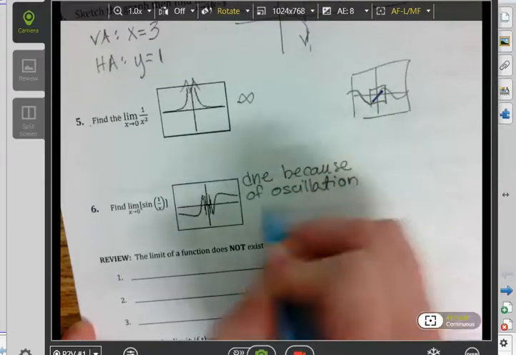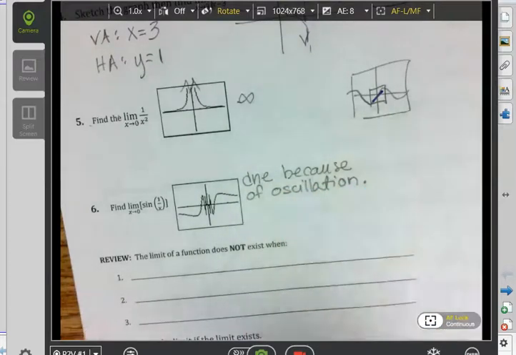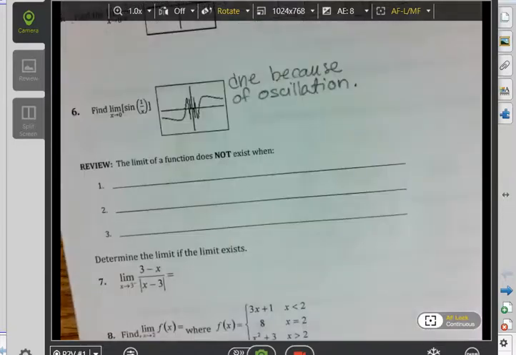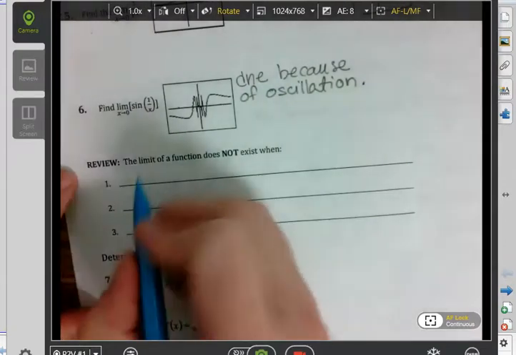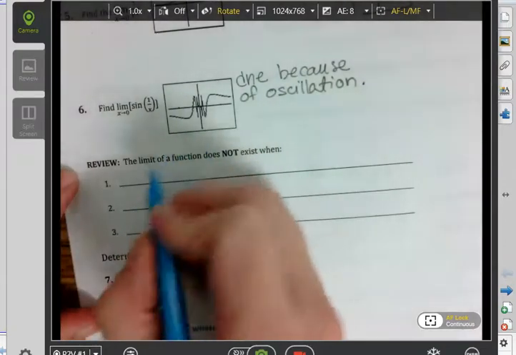All right, do not confuse that word. There are other words that sound like oscillation that are not oscillation. That's the right word. All right, so the limit of a function does not exist if the left limit doesn't equal the right limit.